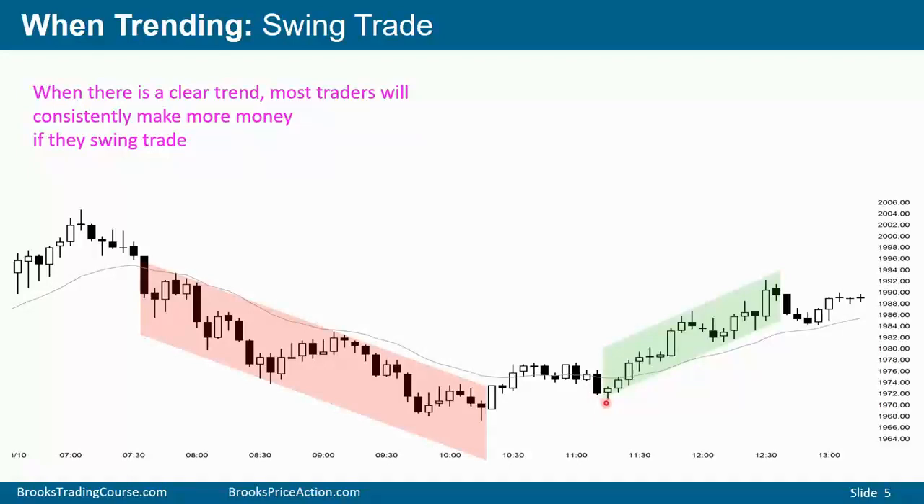We have a higher low major trend reversal, 4 consecutive bull bars, almost a bull bar here, 8 consecutive bull bars. Traders will look to buy either a high 1 or a high 2.